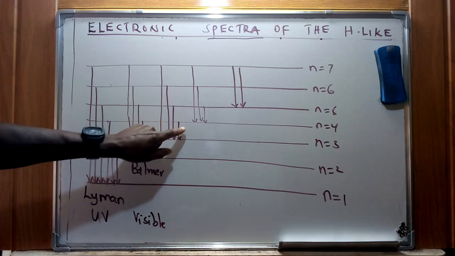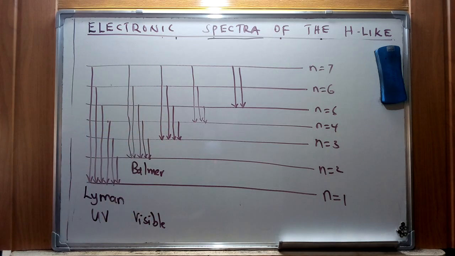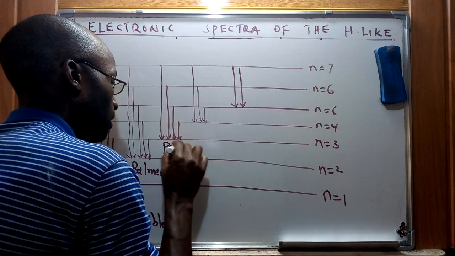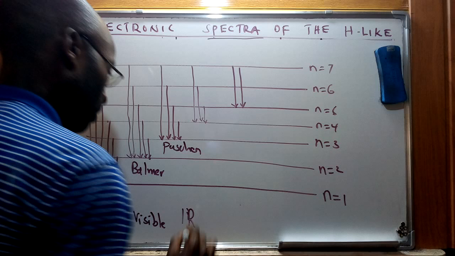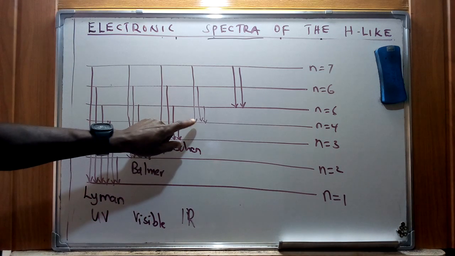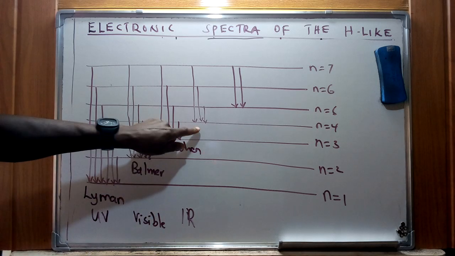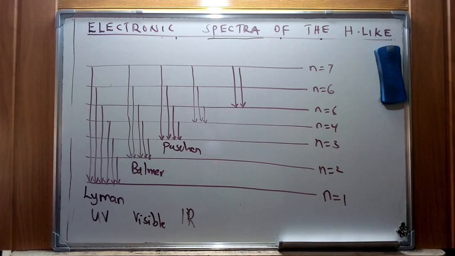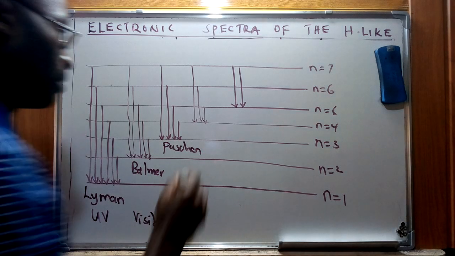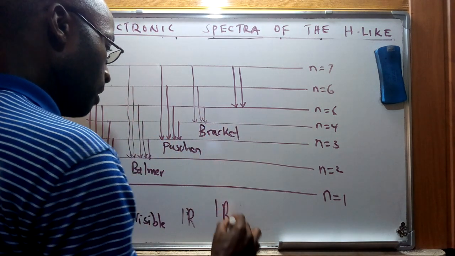And then next there's a transition to n equals 3, and therefore this transition is going to be falling from n4, n5, n6 to n3, and this series is going to be referred to as the Paschen series, and this is going to appear in the infrared region of that particular spectrum. And then the fourth one, we are going to have a transition that is going to occur from other levels to n4. This particular transition is going to make a series that is going to be referred to as the Brackett series. And this also is going to be found in the IR region of the spectrum.